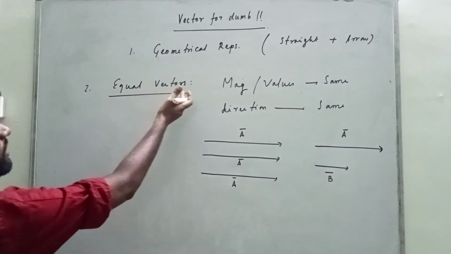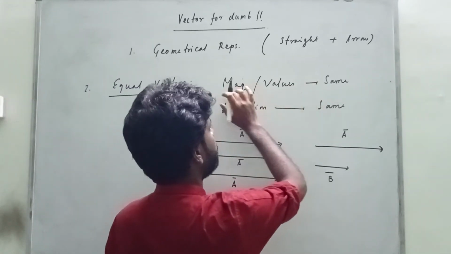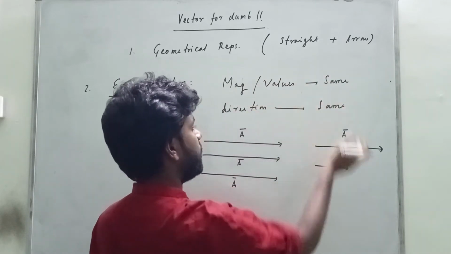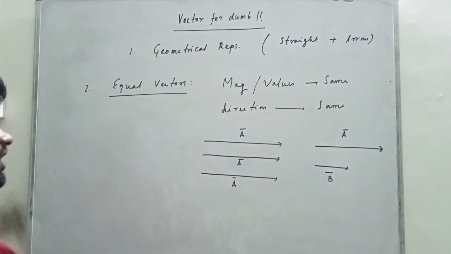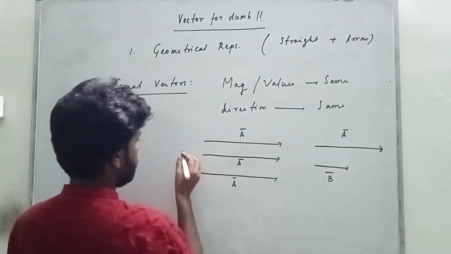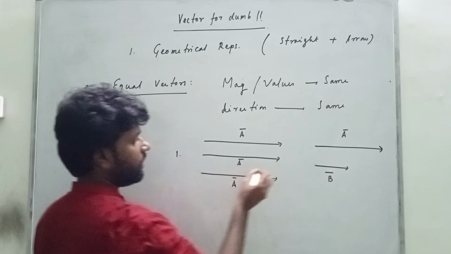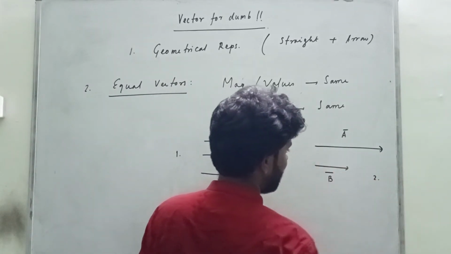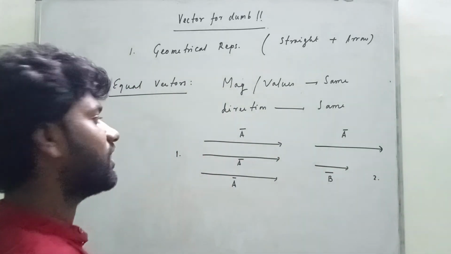Equal vectors means vectors having the magnitude as well as the directions the same, right? So this set of vectors are equal vectors, but this set of vectors are not equal vectors, right?